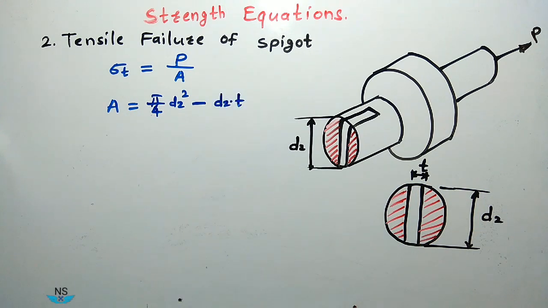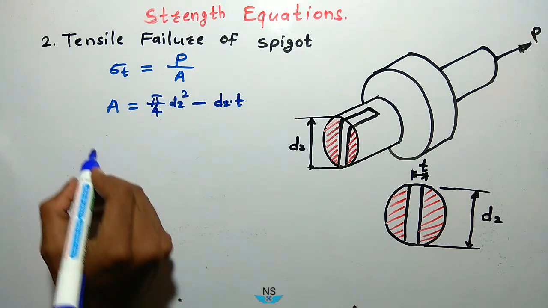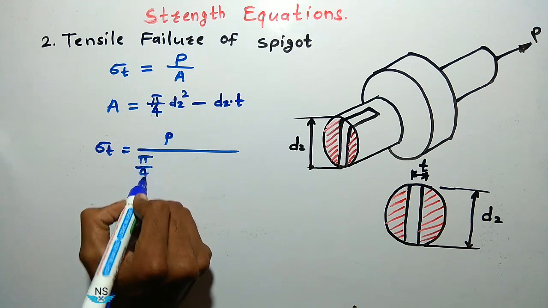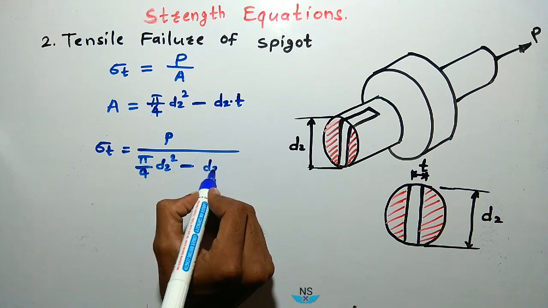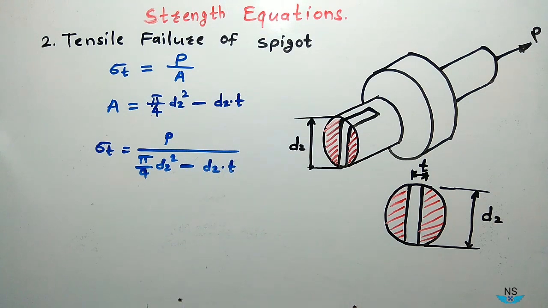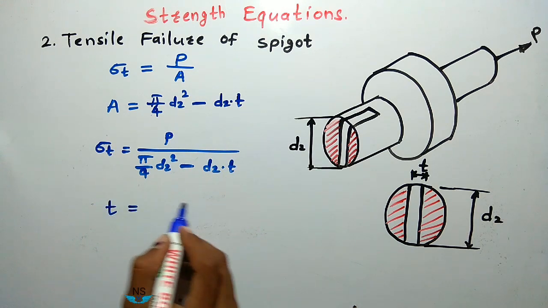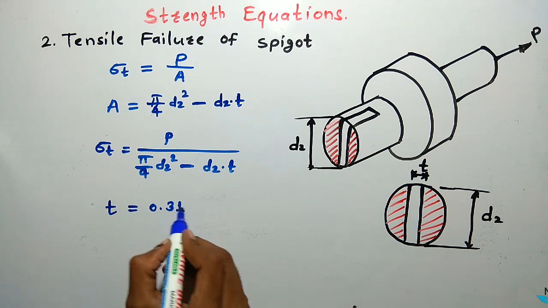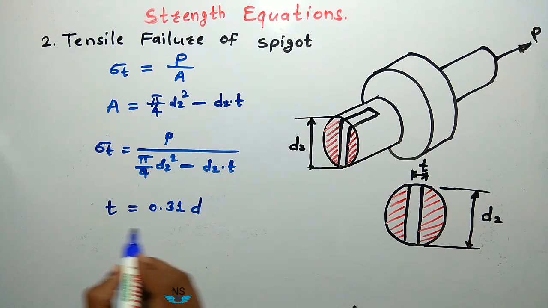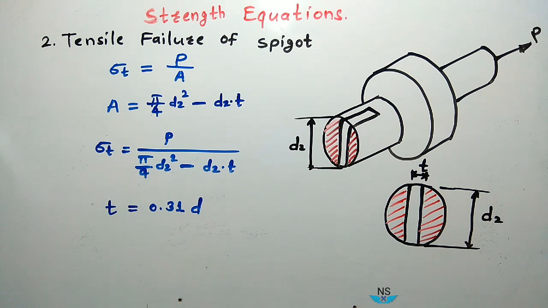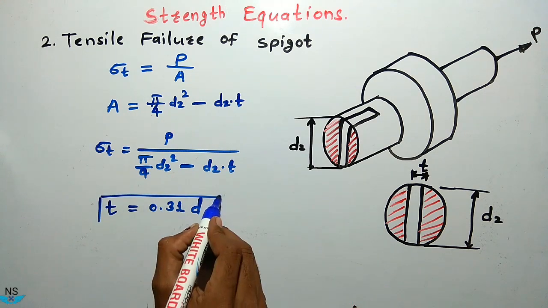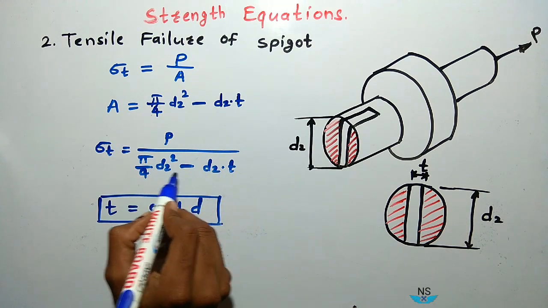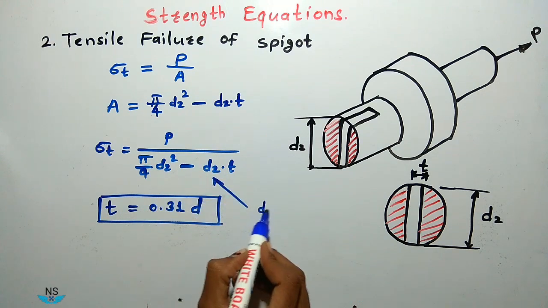So d2 into t. So this is the area of failure. Now sigma t becomes P divided by pi by 4 d2 square minus d2 into t. By using empirical relations, you can find out t, which is taken from the design data book, that is t is equal to 0.31 times d. So use this equation. First find out the value of t, then put this value in this equation, then you can find out d2 from this strength equation.